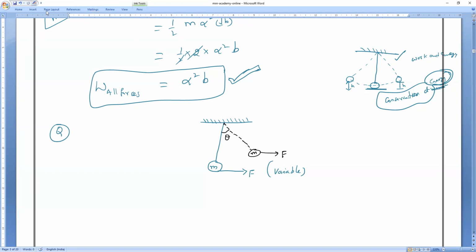Now the question is, all of you observe. A variable force displaces m. A variable force, write it. A variable force displaces m.